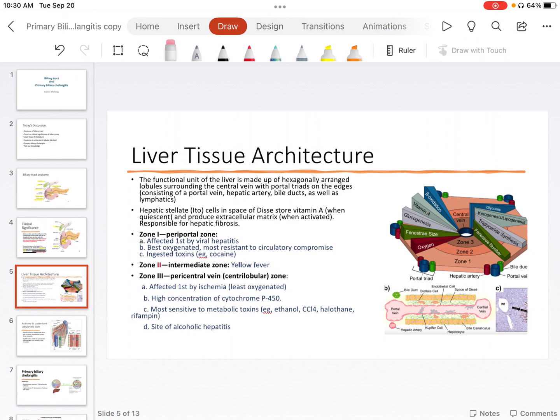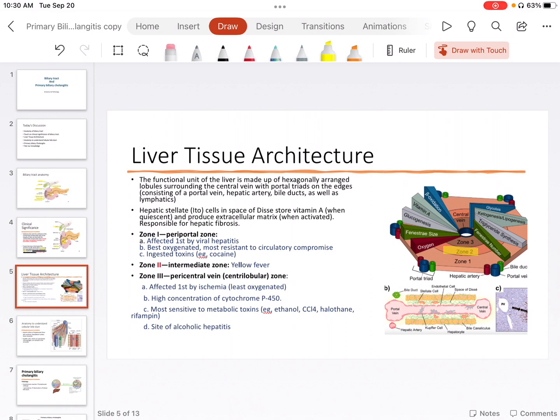Then we look at zone 2, which is the intermediate zone, right here. It gets affected by yellow fever. Yellow fever is caused by a mosquito bite, and there are jaundice-like symptoms.